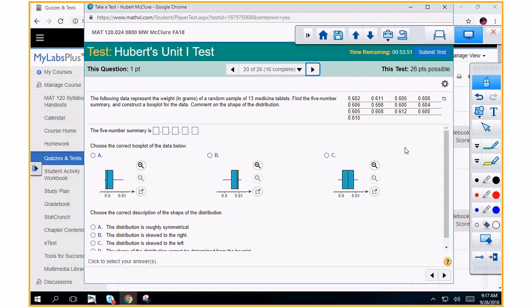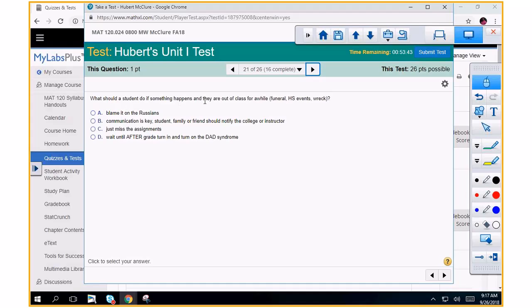Y'all got them down? Take a picture if you need to. I need to go on. Got six more problems. What should a student do if something happens and they are out of school for a while, more than a week, like a funeral, a high school event, a wreck, a coma? Somebody needs to call, to communicate with the school or with the teachers.